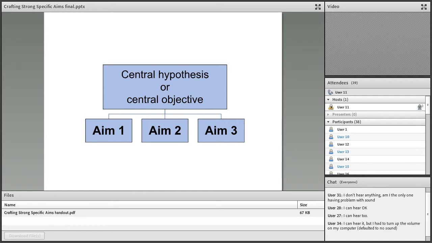The aims provide the framework or organization of the project. In the grants we edit, we usually see 3 aims, sometimes 2 aims. And sometimes each specific aim is itself divided into sub-aims or studies.